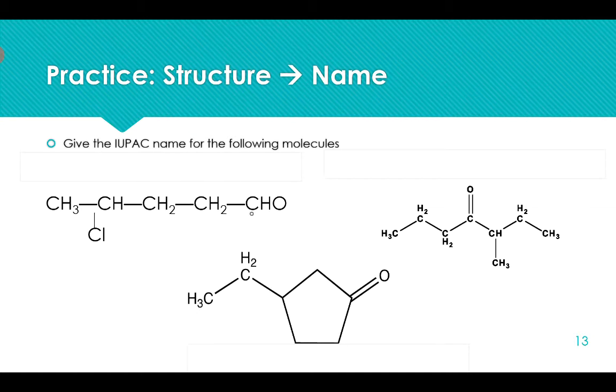Okay, so for our first molecule, this is an aldehyde. So this must make my carbon number 1, 2, 3, 4, 5. And so that is pentanal because of the aldehyde. And I have a chloro off of carbon number 4. And so that is 4-chloropentanal.